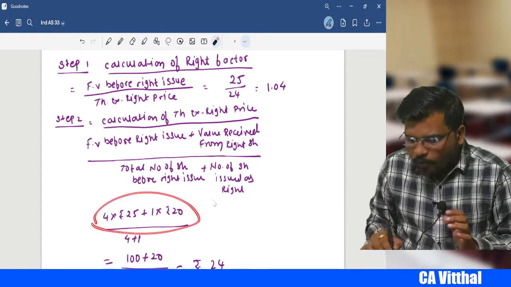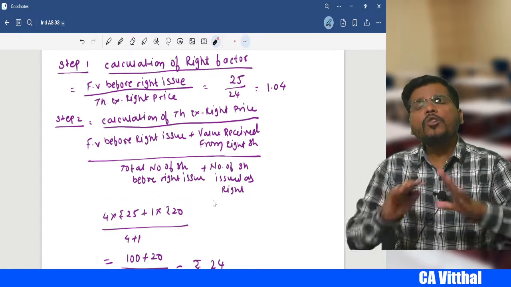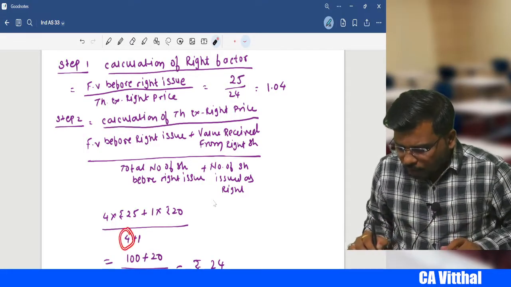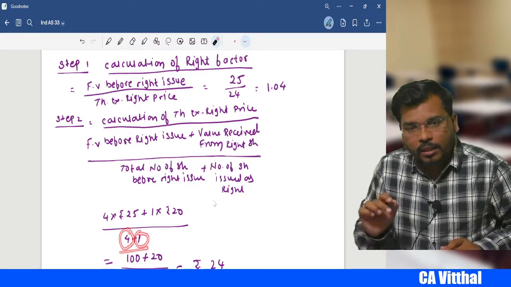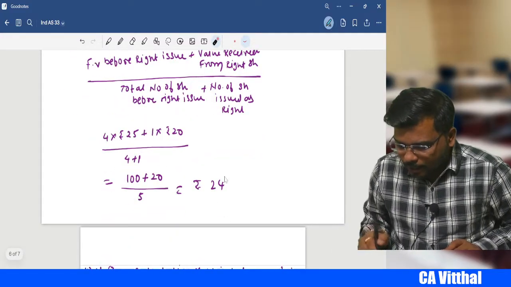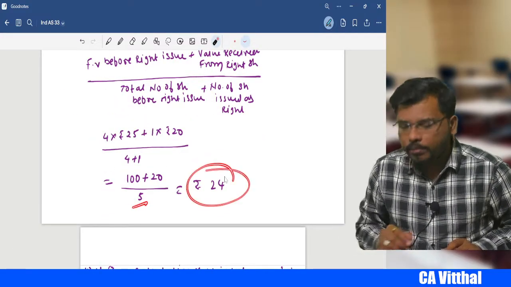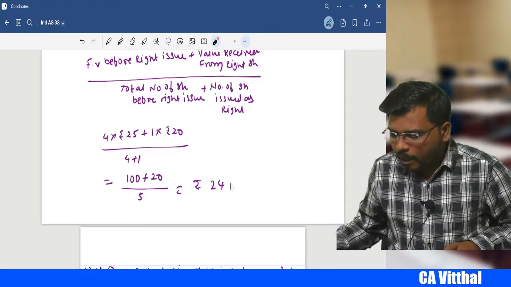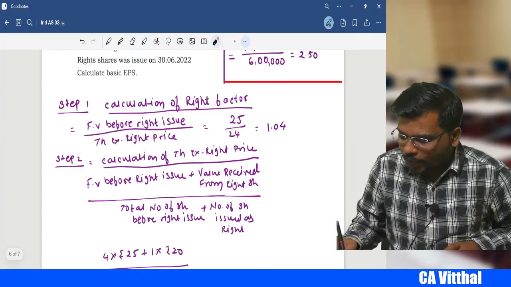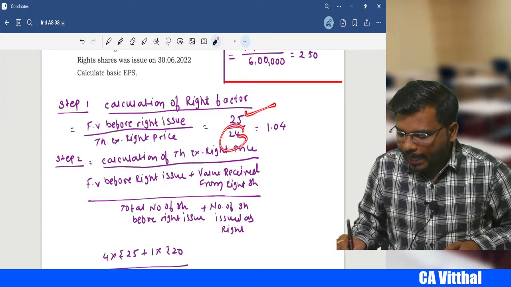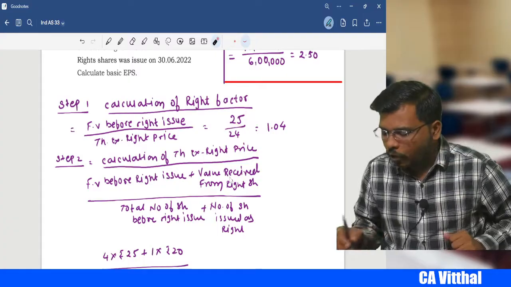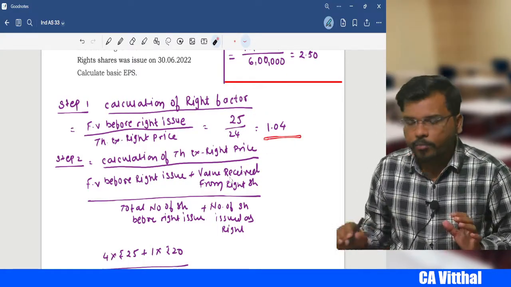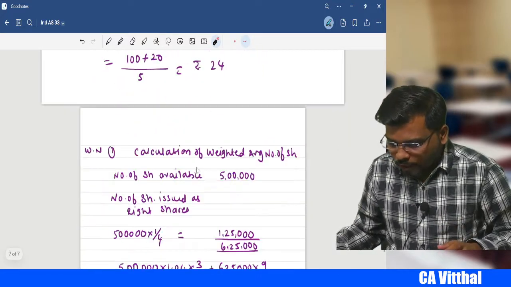The total value after the right issue divided by total number of shares. How many shares were there in total? Before it was 4, you receive 1 right share, so it becomes total 5. So it will be 100 plus 20 divided by 5, which is nothing but 24, the theoretical ex-right price. Is that clear? Now my dear student, what is the fair value before right issue? 25. As per the theory, after right issue 24. So my ex-right factor becomes how much? 1.04.